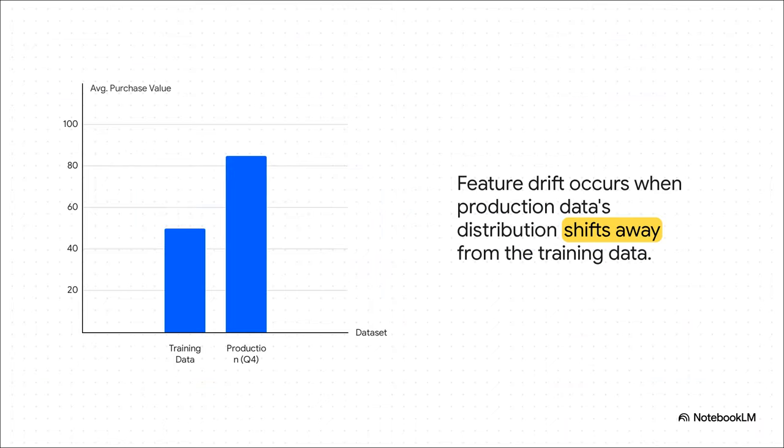And here's a super clear example of that feature drift. Look at this chart. The model was trained on data where the average purchase value was about 50. But now in Q4, the production data shows an average value closer to 85. The model is seeing data it wasn't prepared for. That's a classic case of feature drift, and it's almost guaranteed to mess with your predictions.